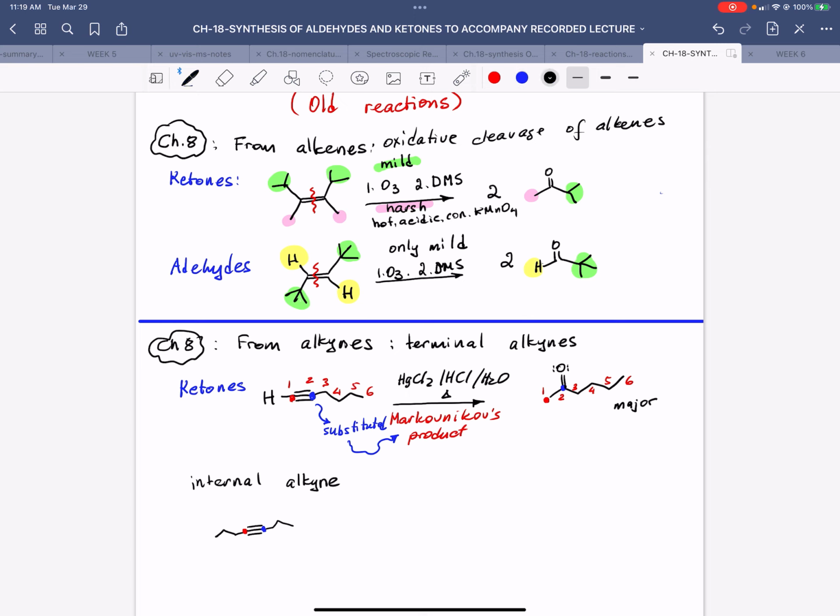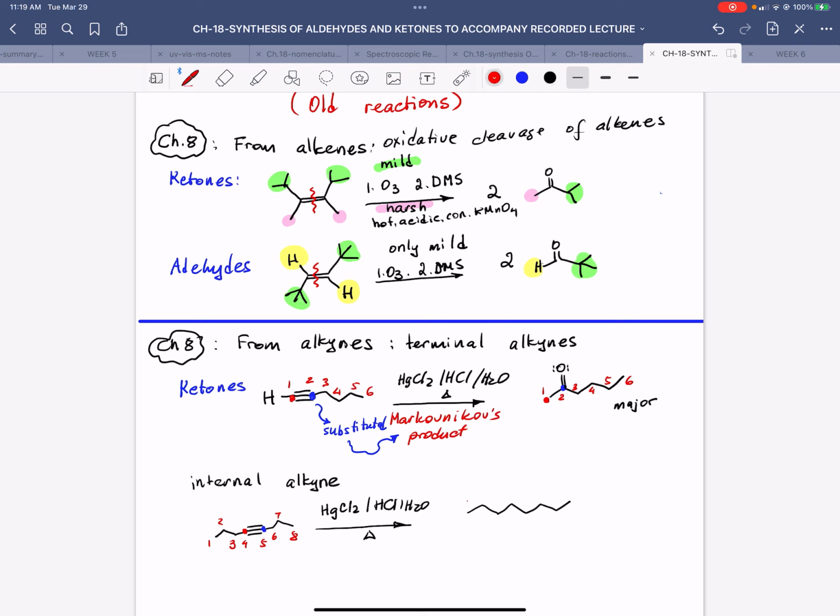So if I will be reacting this compound with acid catalyzed hydrolysis conditions, let's number the carbons. 1, 2, 3, 4, 5, 6, 7, 8. We're going to get a product with, it will be octanone, and let's take a look at the outcomes here.